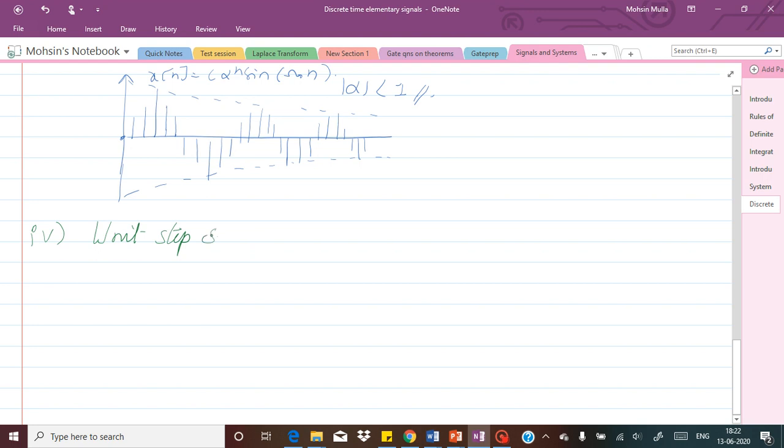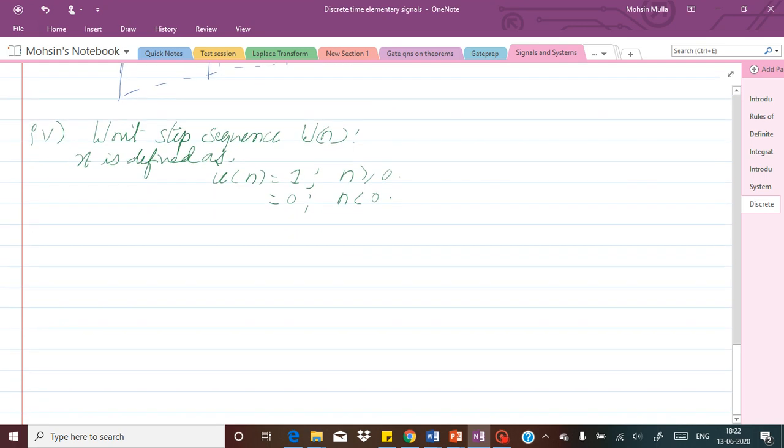Unit step sequence. In the case of discrete time, we will call it the unit step sequence, and it is represented as u of n. It is defined as u of n equal to 1 for n greater than or equal to 0, and it is equal to 0 for n less than 0. It means the magnitude of this signal will be available only after the instant 0 and thereafter, but not for negative instants.